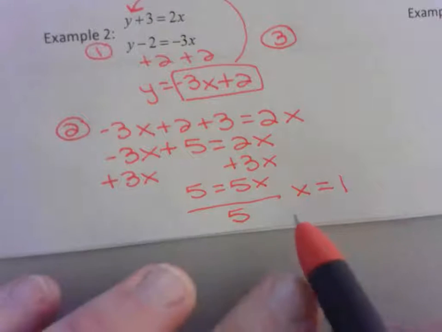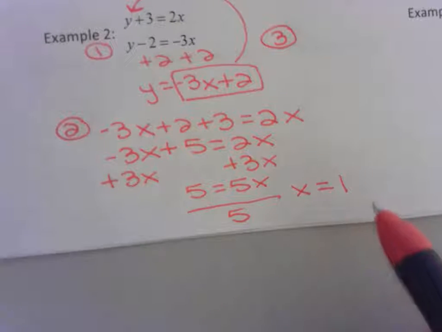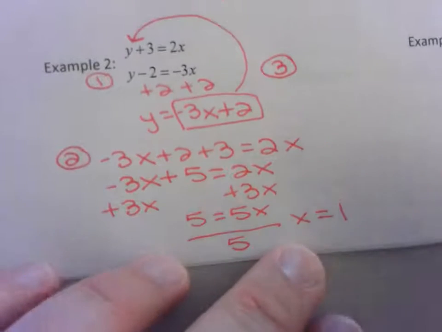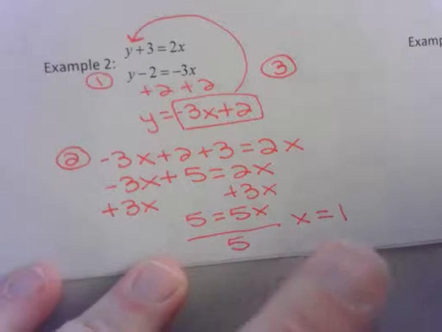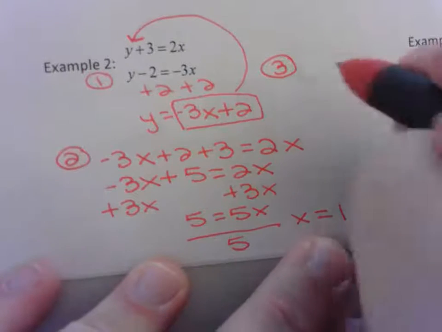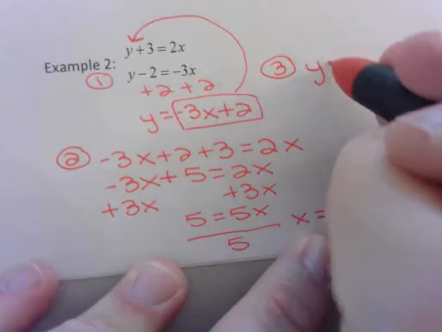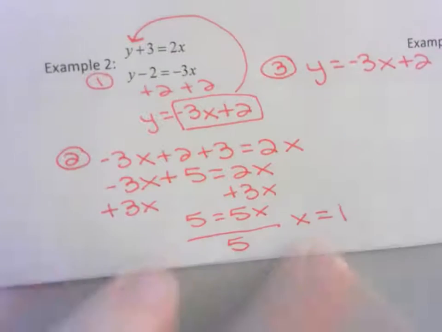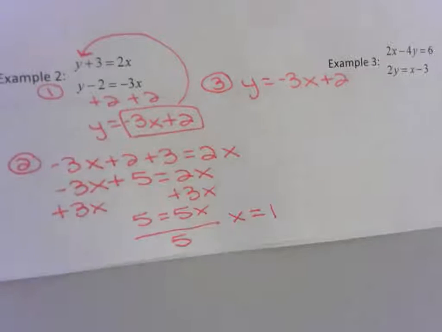Okay. So I need to know what y is. If x equals 1, I need to know what y is. To find what y is, what do I do? Plug 1 in for x. Which equation would be easiest to use? The top one. Use the one that's already y equals negative 3x plus 2. It doesn't matter which one you choose, but the easiest one, if I want to know y, is the one that's already y equals.